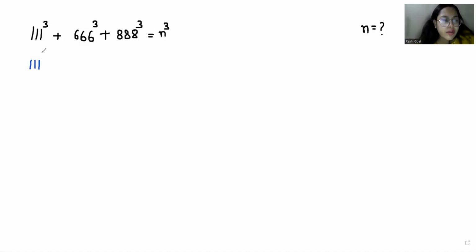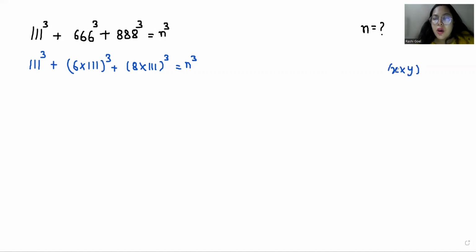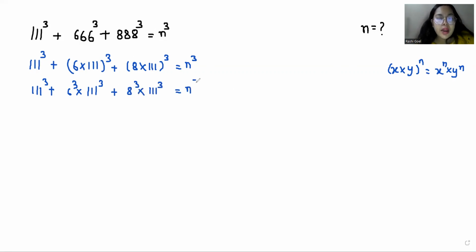So 111 cube plus 666 cube, we can write it as 6 times 111 whole cube. Similarly, 888 cube is 8 times 111 cube, is equal to n cube. So according to the exponent rule, x times y whole power n, we can write it as x power n times y power n. So 111 cube plus 6 cube times 111 cube plus 8 cube times 111 cube is equal to n cube. So now I can take 111 cube as common.